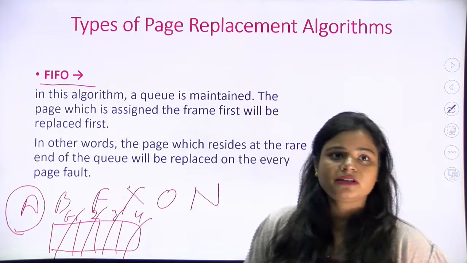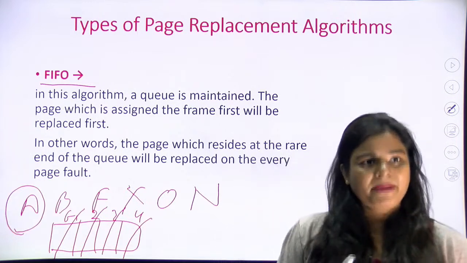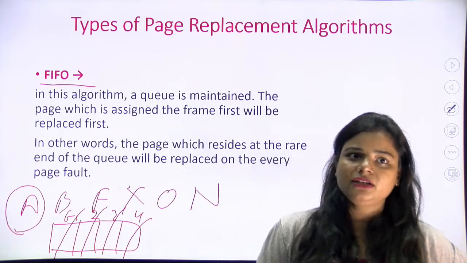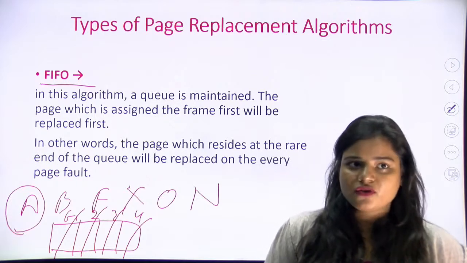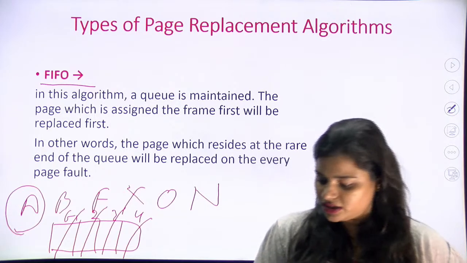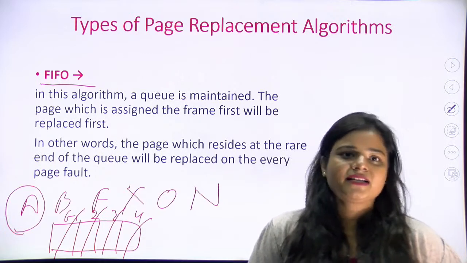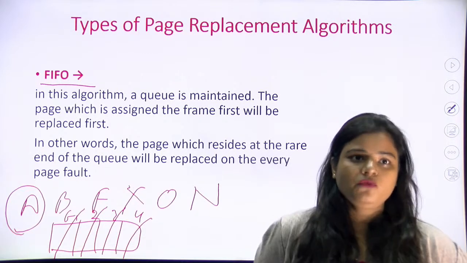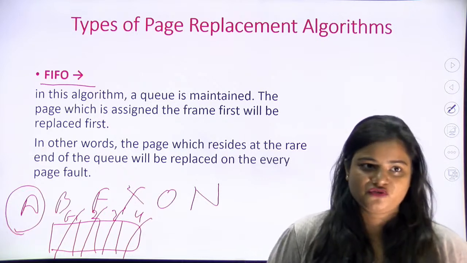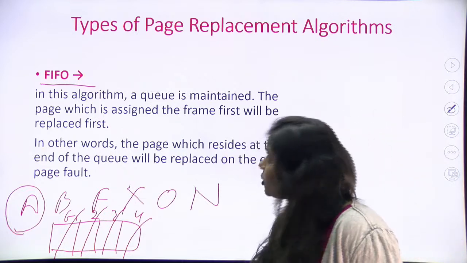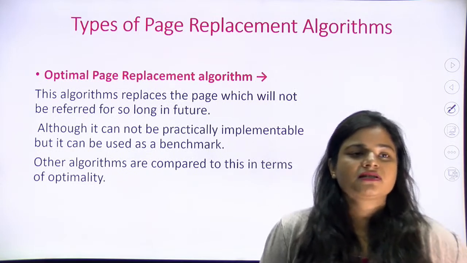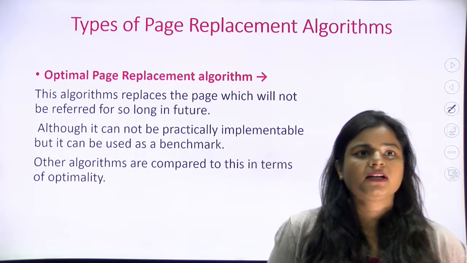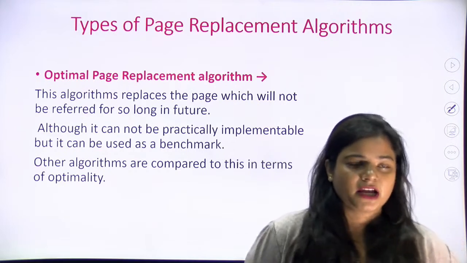In this algorithm, a queue is maintained. The page which is assigned the frame first will be replaced first. In other words, the page which resides at the rear end of the queue will be replaced on every page fault. So let's take an example of FIFO. Before that, I am just describing in words the optimal page replacement algorithm.